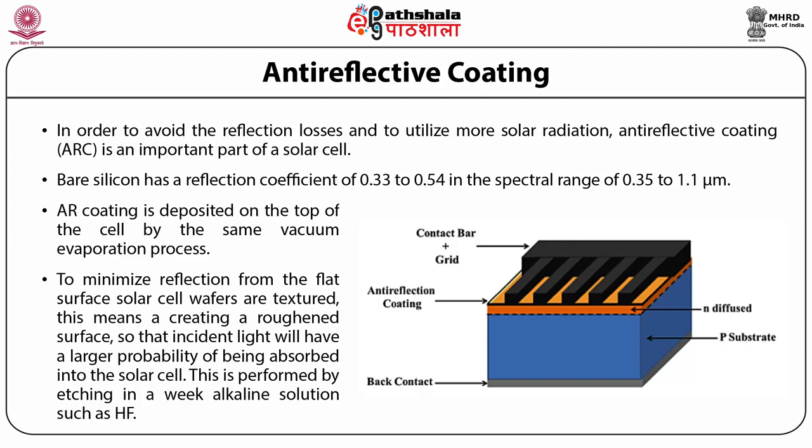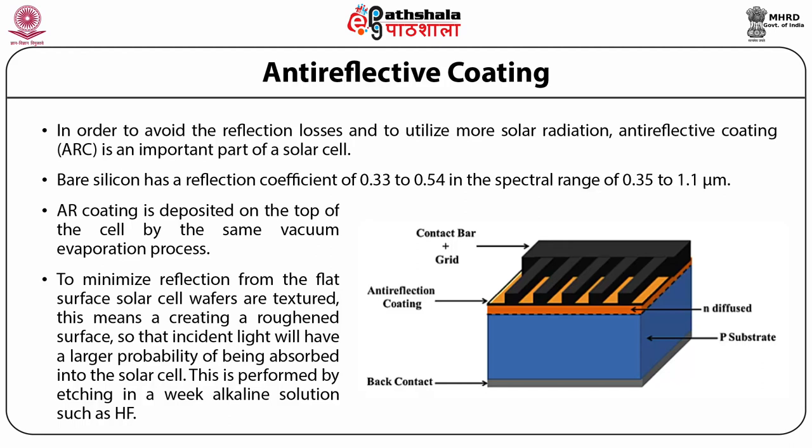A single layer of ARC with optimal thickness can reduce the reflection to 10%, whereas two layers can reduce the reflection up to 3% in the desired range of wavelengths. The most common materials which are used as ARCs are SiO2, SiO, Al2O3, TiO2, Ta2O5 and Si3N4 in solar cells.